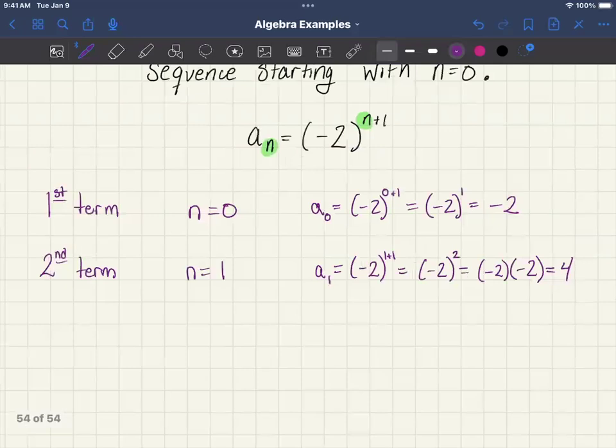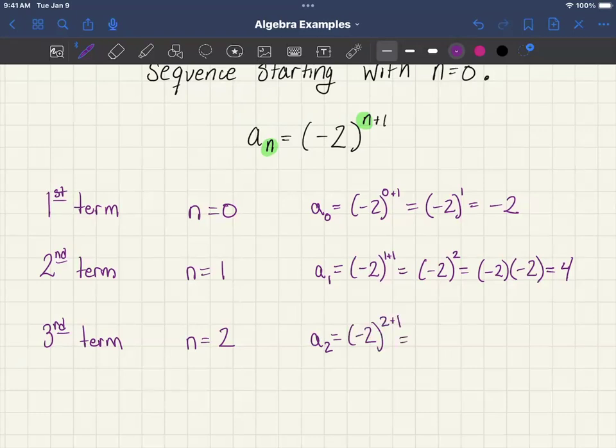Now let's see what happens when we go to the third term. In this case, again, we're upping our n value by 1. So our n is now 2. 1 plus 1 is 2 on a good day. So everywhere we see the green, we plug in a 2. We have (-2) to the third power. I'll write this out. So this is -2 times -2 times -2. Notice we have three negatives here, which means we still have a negative at the end. And 2 times 2 times 2 is 8.